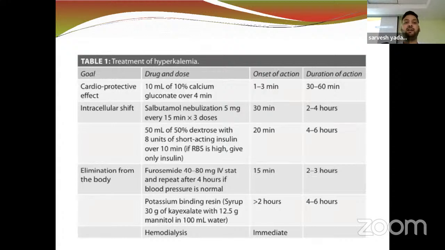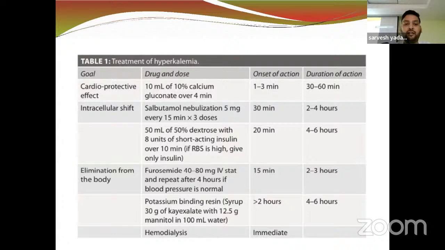Treatment of hyperkalemia. When the goal is cardioprotective effect, give 10 ml of 10% calcium gluconate over 4 minutes. For intracellular shift, salbutamol nebulization 5 milligram every 15 minutes for three doses is given. Give 50 ml of 50% dextrose with 8 units of short-acting insulin over 10 minutes. If RBS is high, give only insulin.